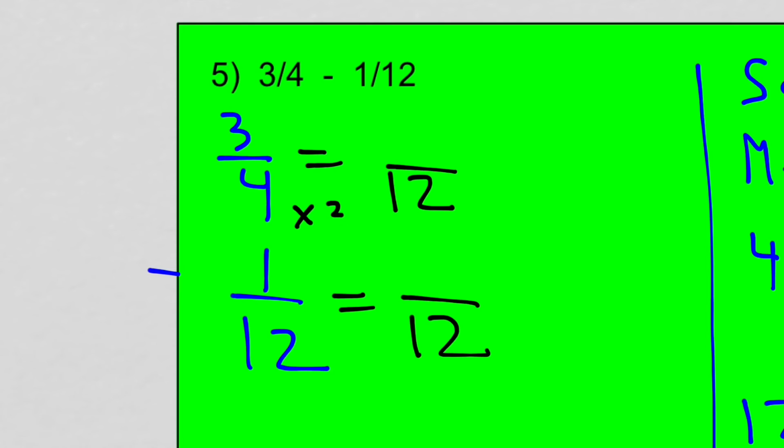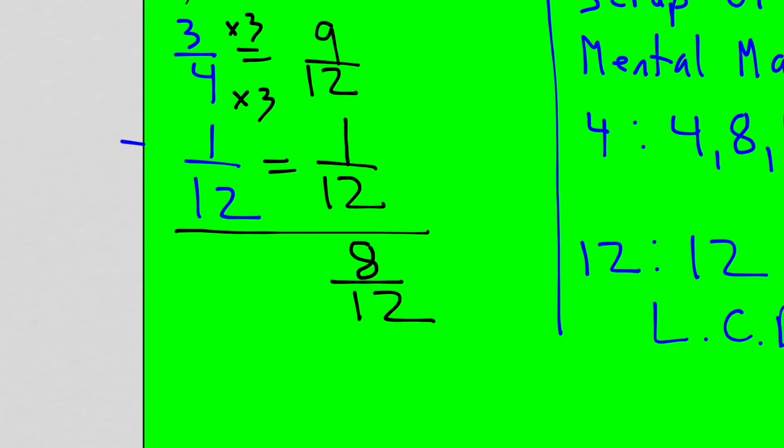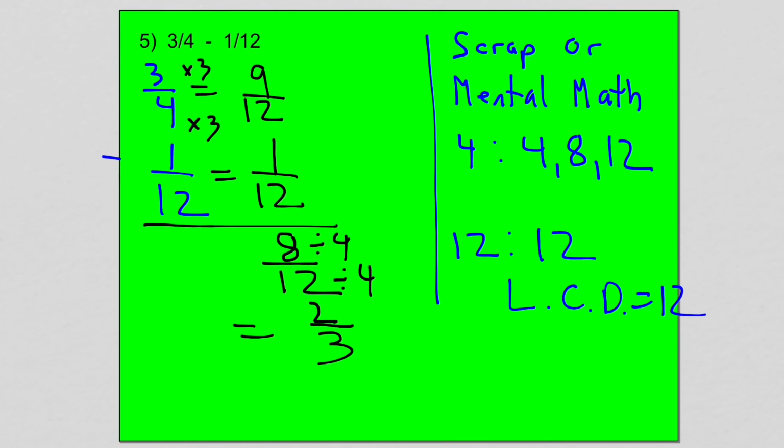Okay, 4 times 3 gives 12, so 3 times 3 gives 9. 1 over 12 stays the same. This time the only difference is we subtract. 9 take away 1. 9 take away 1 is 8 over 12. And of course, we always have to put in lowest terms. Hopefully you see that you can divide by 4, and that's 2 over 3. And there's your fraction in lowest terms. So adding, subtracting, it's the same idea every time. Okay, let's do one last question.